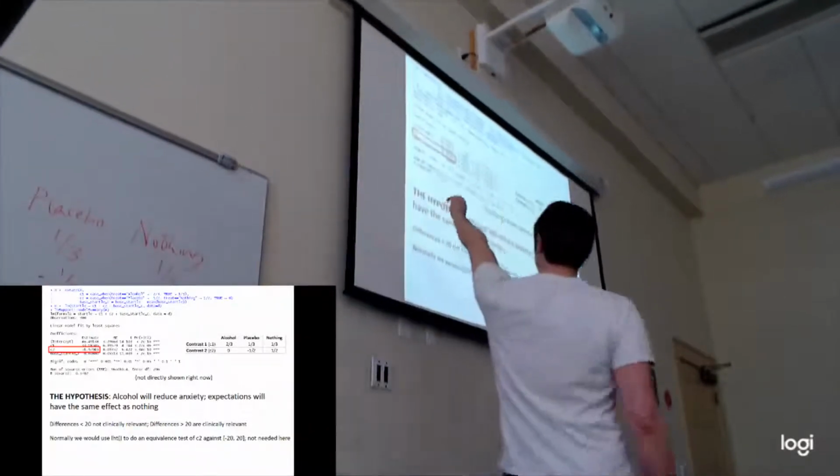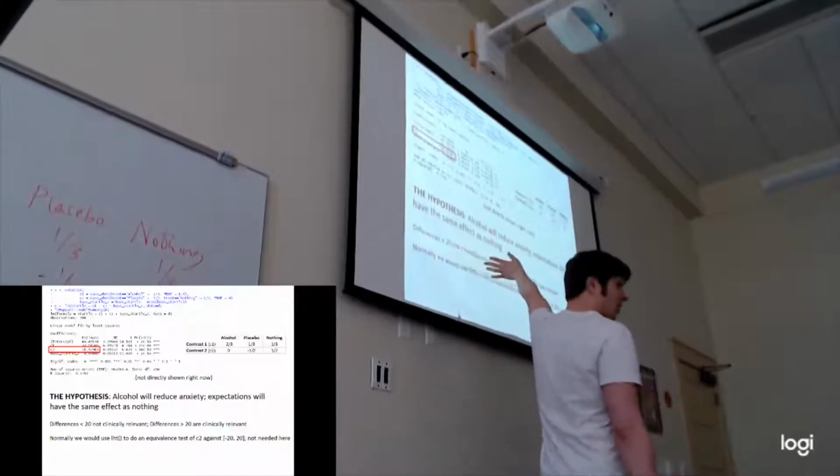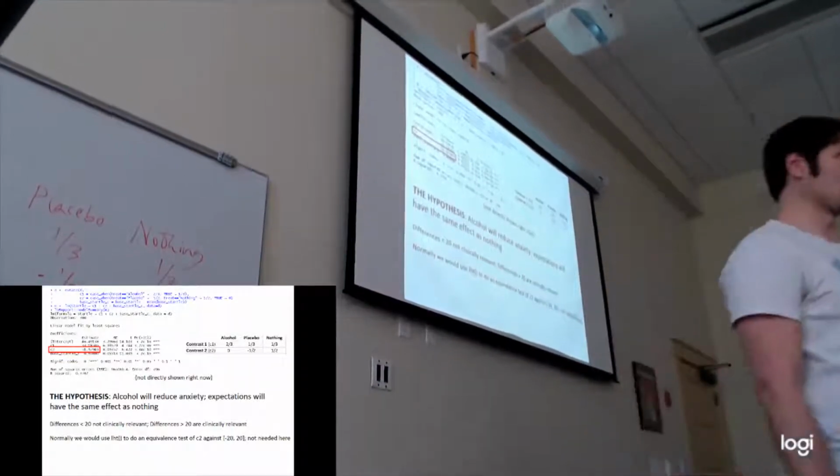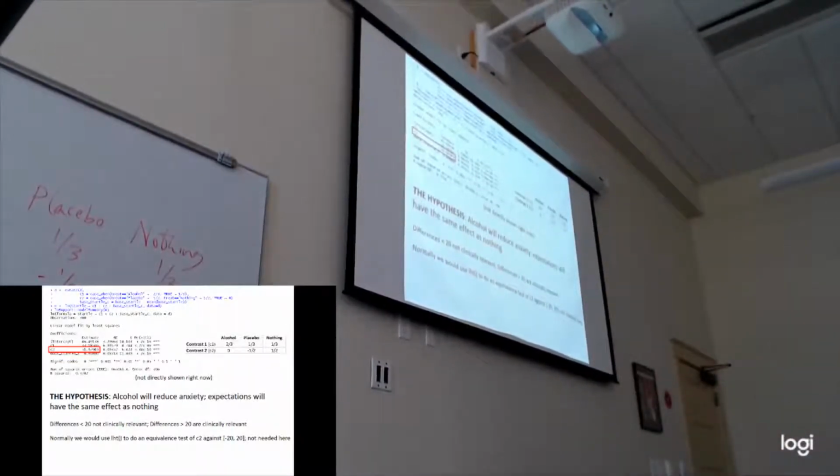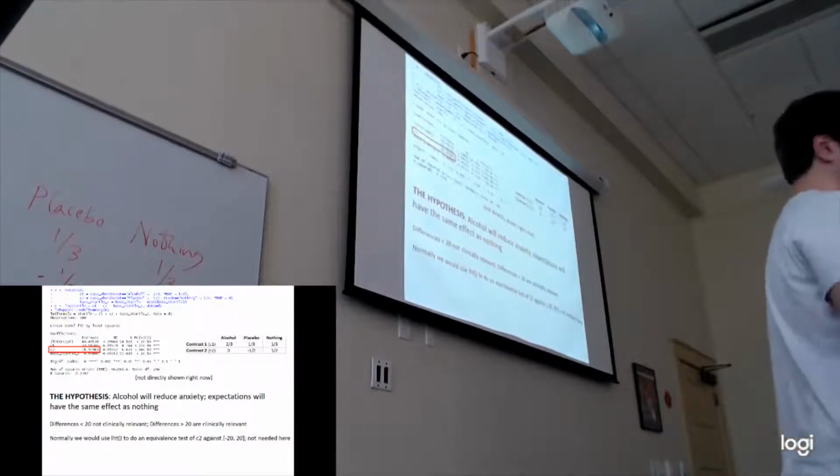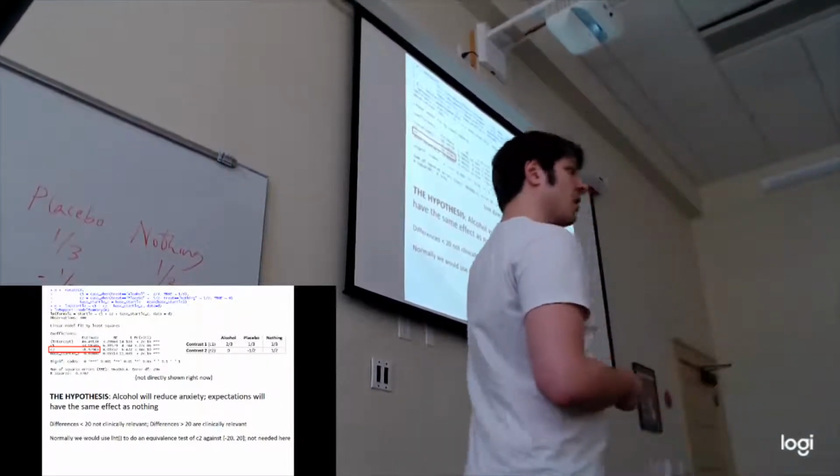If this C2 was below 20, below that threshold of clinical relevance, that's when you might do an equivalence test to say that it's significantly below the threshold for what you consider an important effect. And you use LHT to do that.